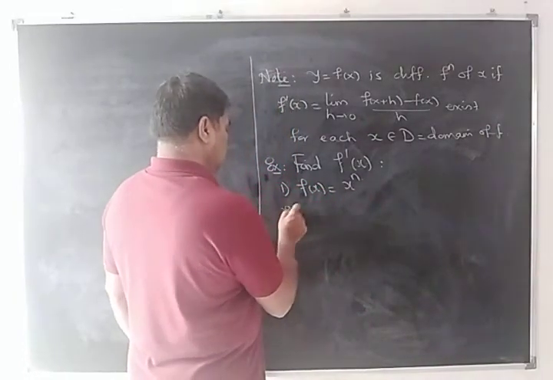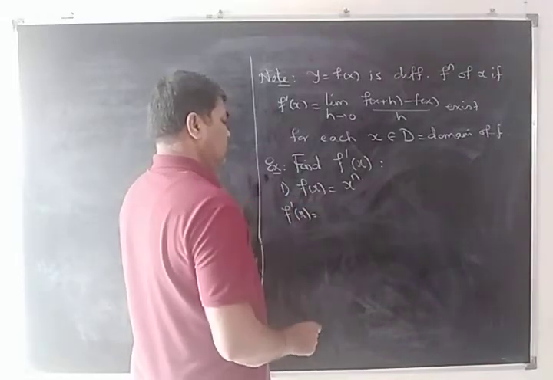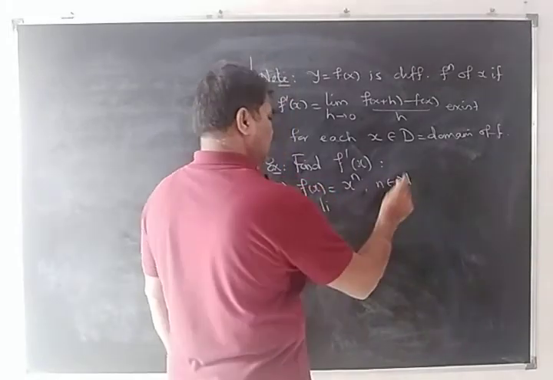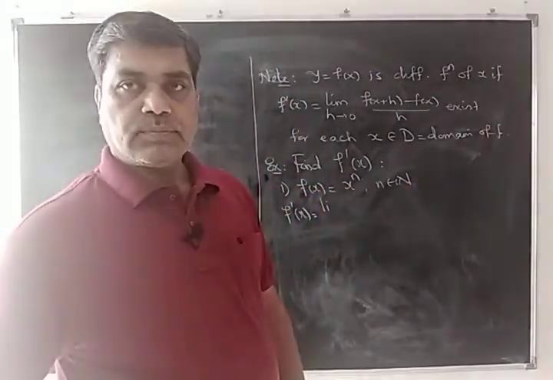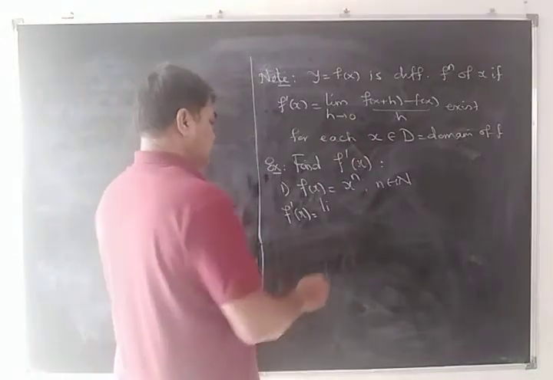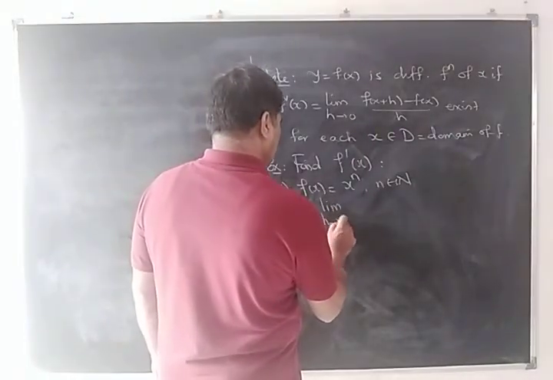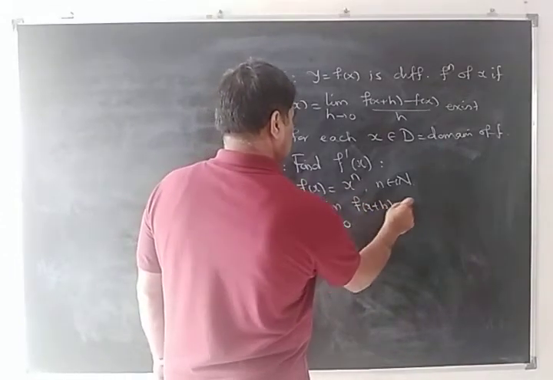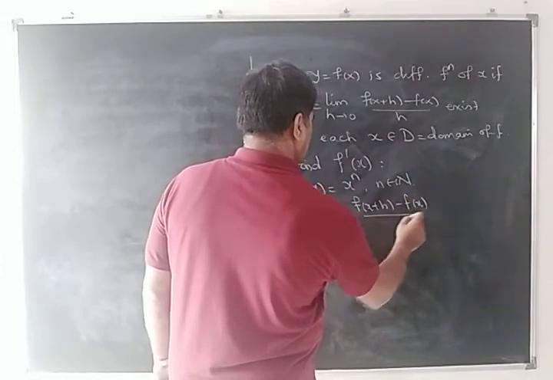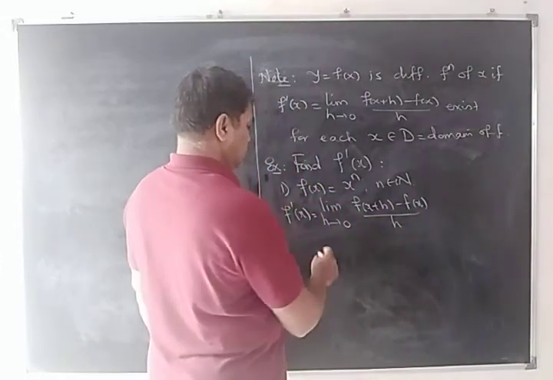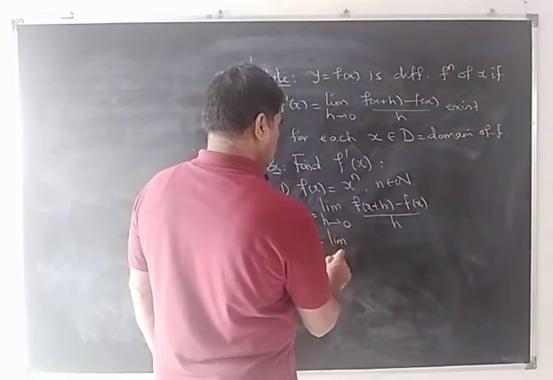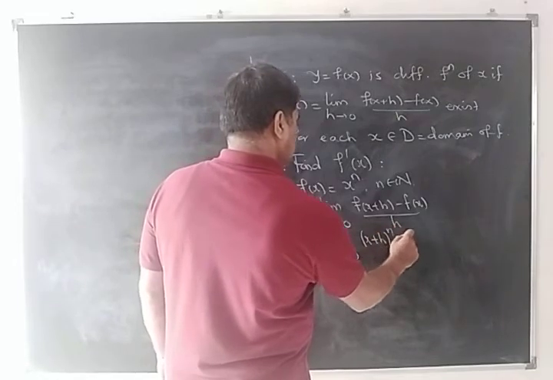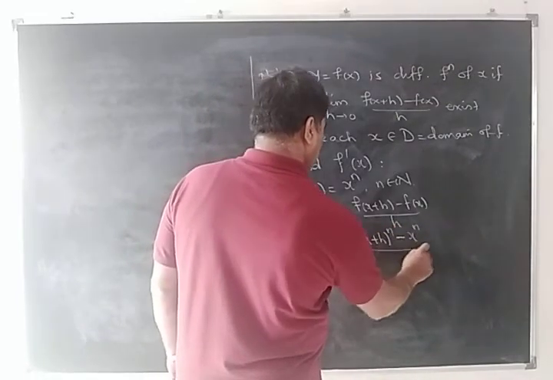f'(x) is equal to limit, n belongs to N, say. We'll take n belongs to N. So limit h tends to 0 of (f(x+h) minus f(x)) upon h. So what will we get? Limit h tends to 0 of ((x+h)^n minus x^n) upon h.